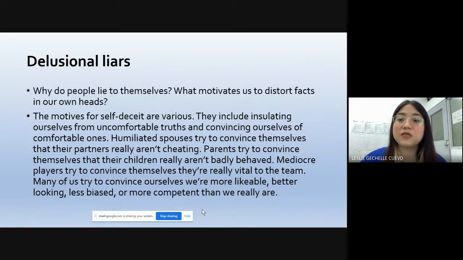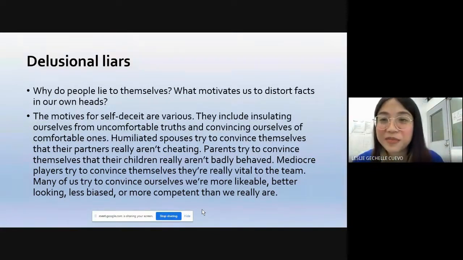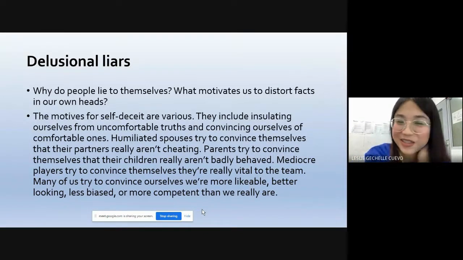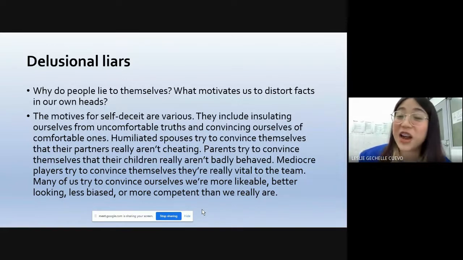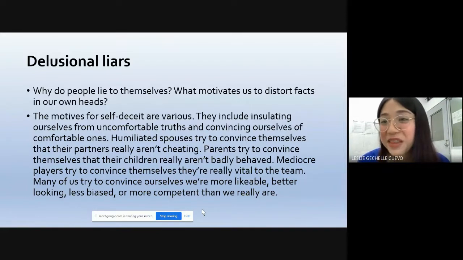Humiliated spouses try to convince themselves that their partners aren't really cheating. O yan. Para sa mga naloko na, meron na ba? May nagkajowa na ba sa inyo? Ayun. So kung naloko na kayo, sa una hindi ka pa maniniwala. Hindi totoo yan. Hindi magagawa sa akin yan. Pero, naghahanap ka na lang ebidensya. Naghahanap ka lang ebidensya either para mapatunayan na ikaw yung tama o yung kasinungalingan yung tama.